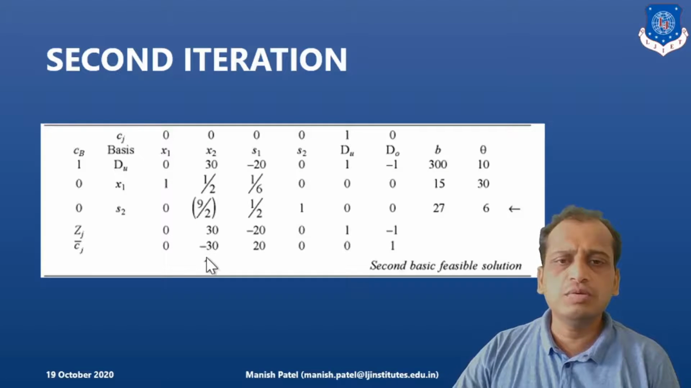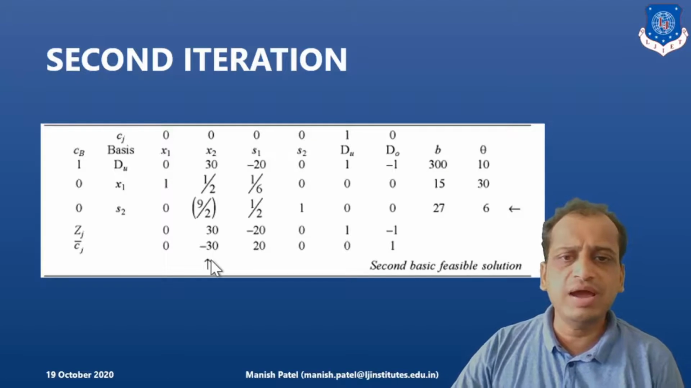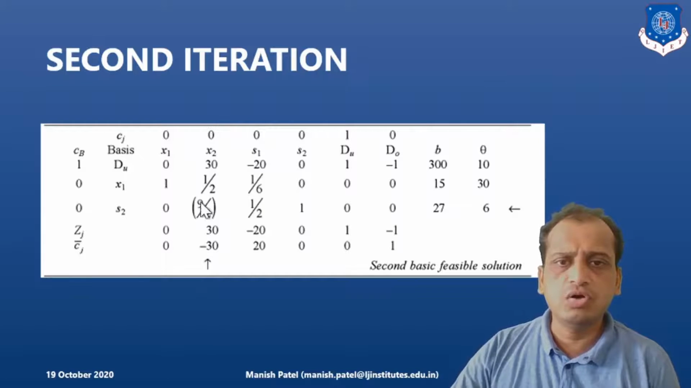So the maximum in the negative is minus 30. So this is our pivot column, right? So what we will do, we will divide this in the base, and the numerator will be this one, B. So 300 divided by 30 is 10, that is theta, right? 15 divided by 1 by 2 is 30, and 27 divided by 9 by 2 is equal to 6. So least positive here is 6.